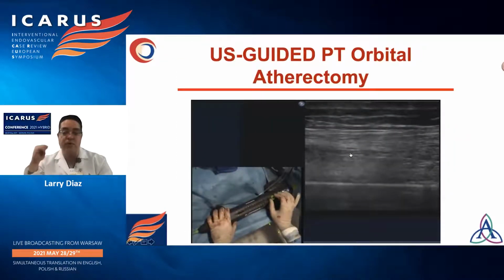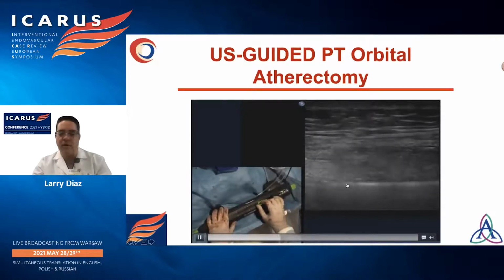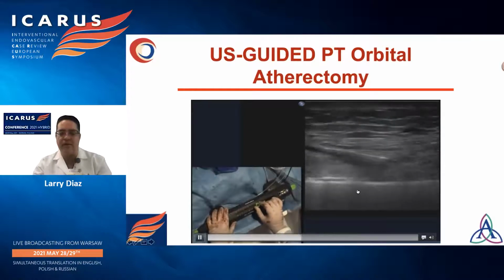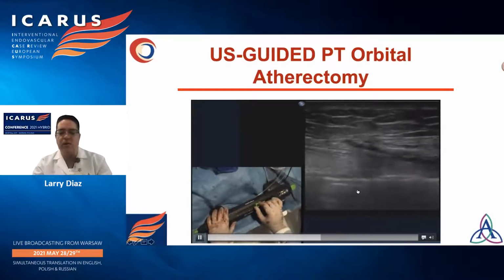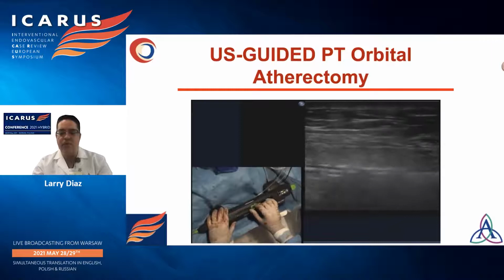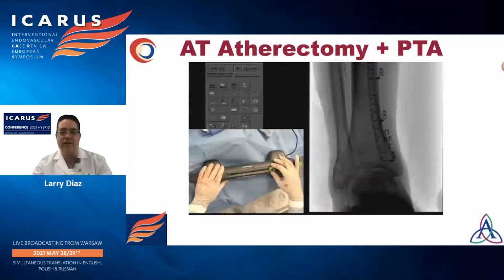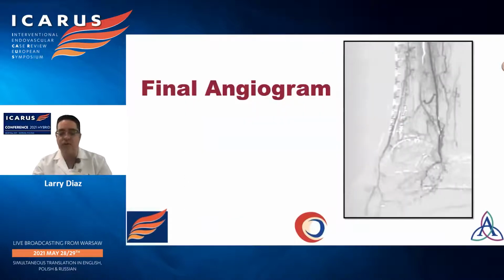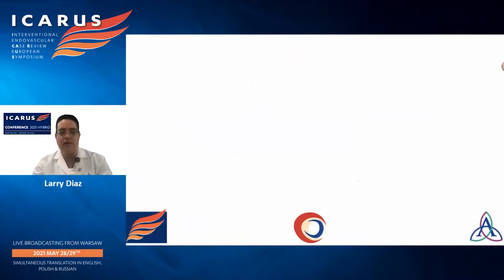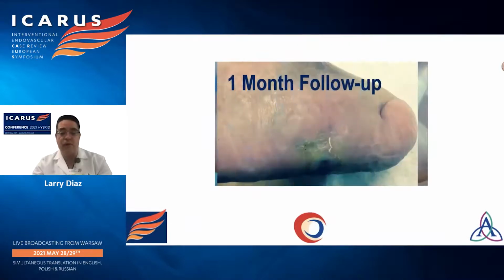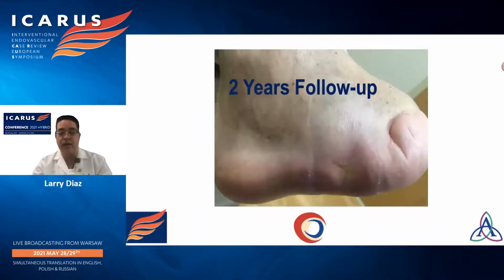Here we're performing ultrasound-guided orbital atherectomy of the posterior tibialis in its entire course. Here it's sped up. Then we proceed with angioplasty of the entire segment. And then we do the exact same thing on the anterior tibialis side. And this is the final angiogram with reconstitution of the arch. This was the original wound. Follow-up at a month already shows healing, and 2 years later it is completely healed.